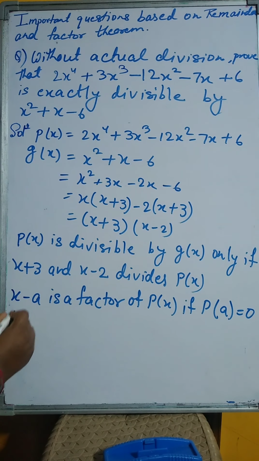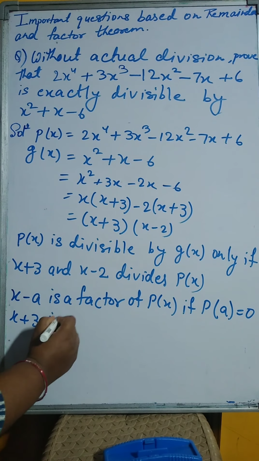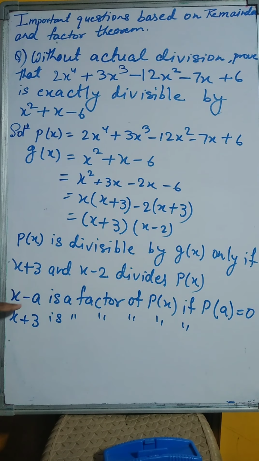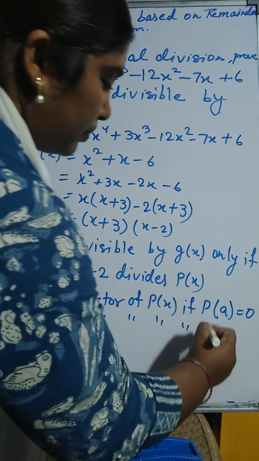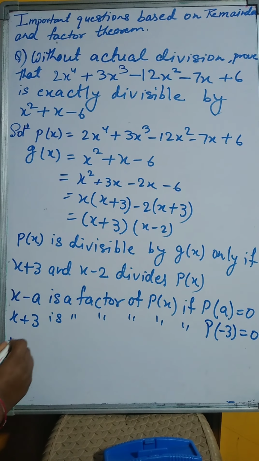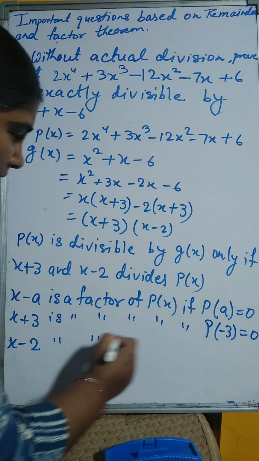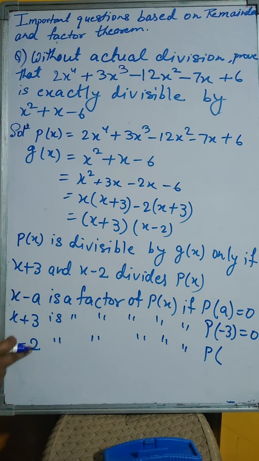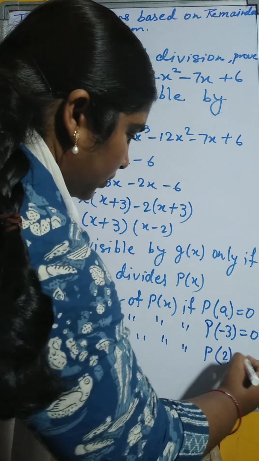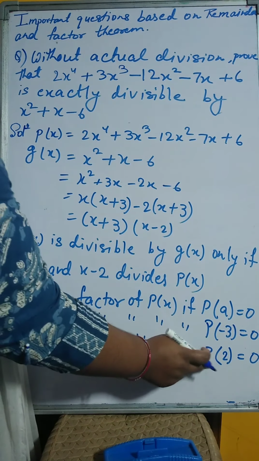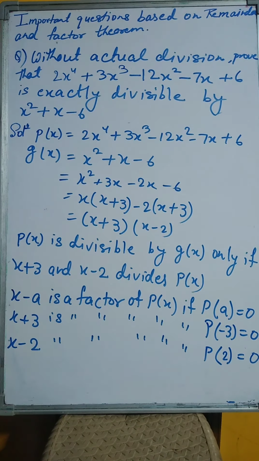Similarly, x + 3 is a factor of p(x) if, what can we write? Just check what is written at the place of a. It is -3, so p(-3) will be 0. And similarly, x - 2 is a factor of p(x) if, at the place of a, 2 is written, so p(2) is 0. Now we will check p(-3) and p(2).